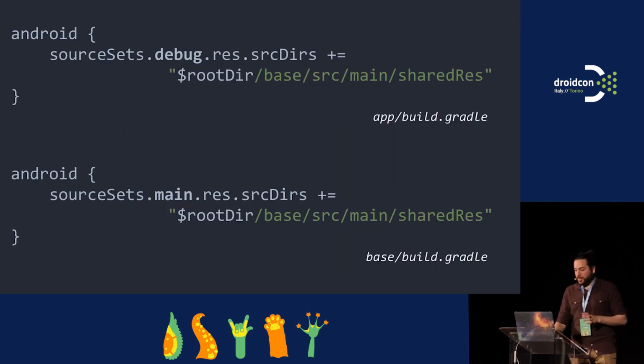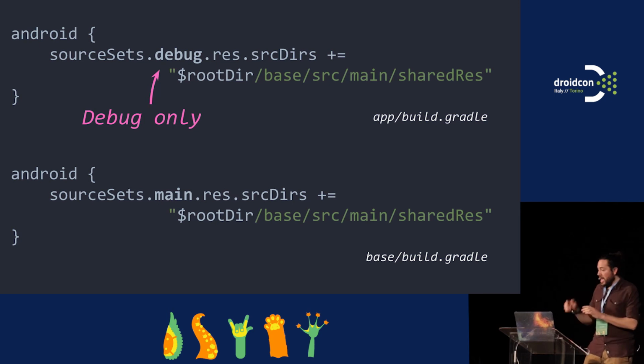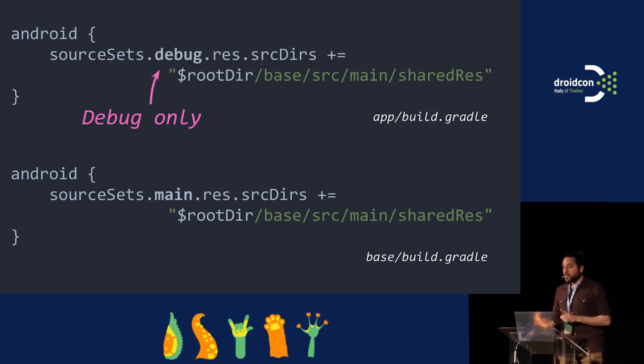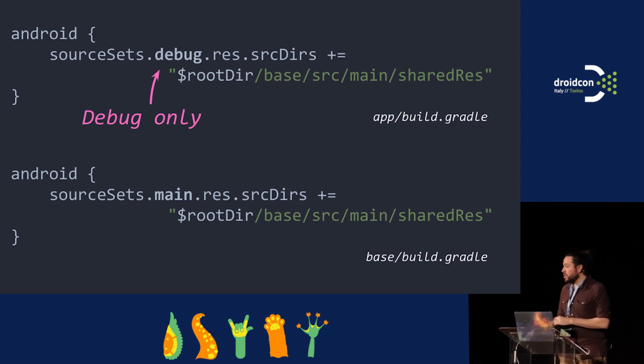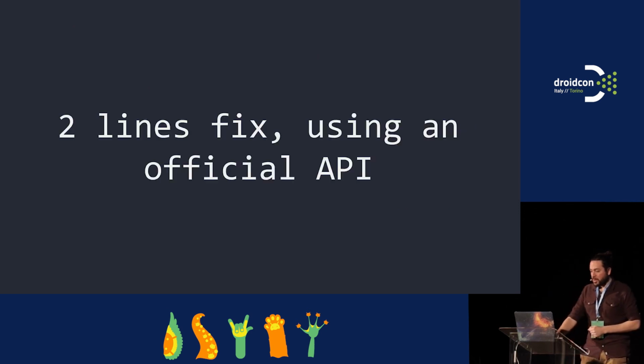This folder is shared among the app and the base modules. And you can do that very simply in each app and base build.gradle: you just add the shared res path to the source set. One thing to note is that on the app, we add the source set only on debug, because if you add two nav graphs, it will generate the same classes in both modules, and ProGuard will fail. On release, we are using ProGuard; on debug, we are not. So we decided to do that only for debug. Basically, that's a two-line fix for us using official APIs, and it solves everything.